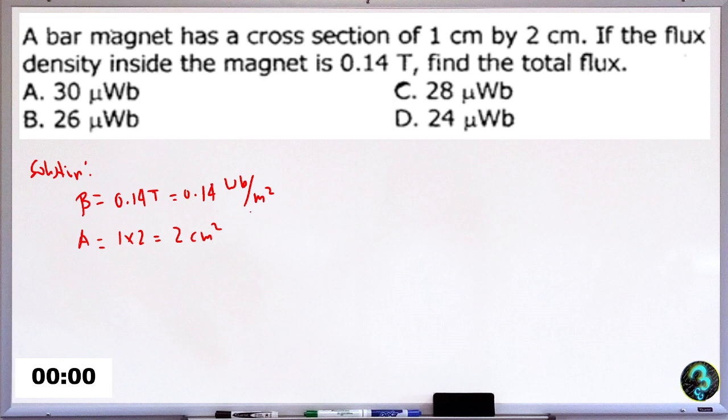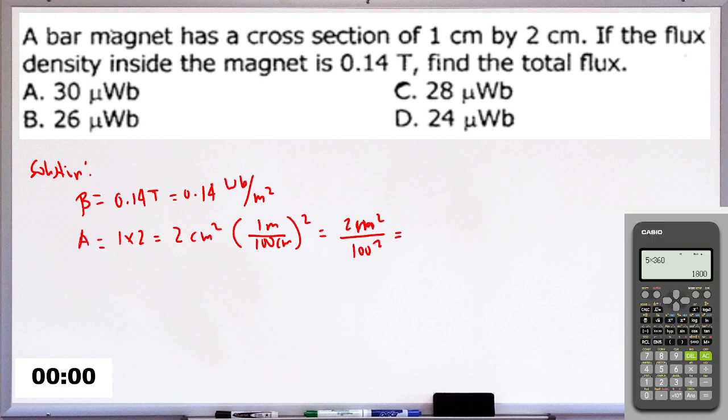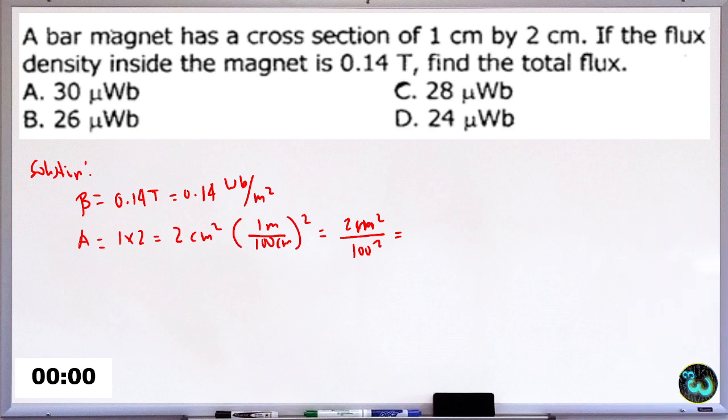So ang given natin is square meter para sa flux density. So, dapat ito, we convert this one into square meters. No? So, 1 meter is to 100 centimeters. So, i-square lang natin yan. So, mangyayari, we have 2 centimeters squared divided by 100 squared. So 2 divided by 100 squared, that is equal to 2 times 10 to the power of -4 square meters. So flux density is equal to flux over area.